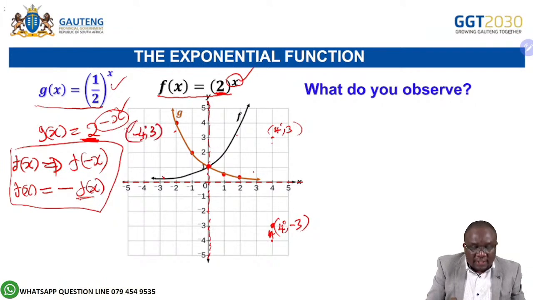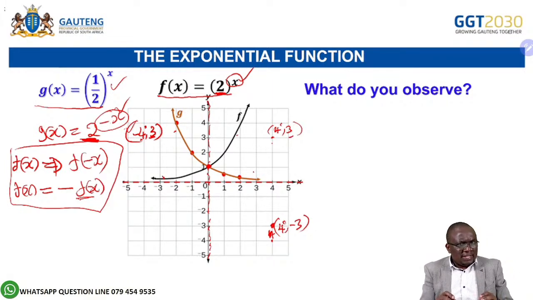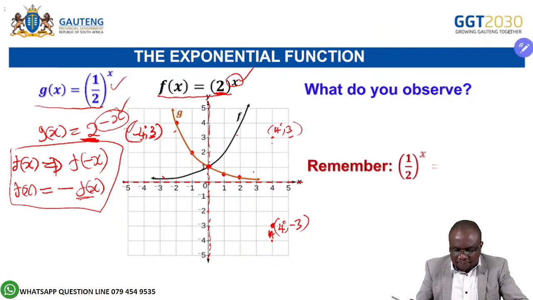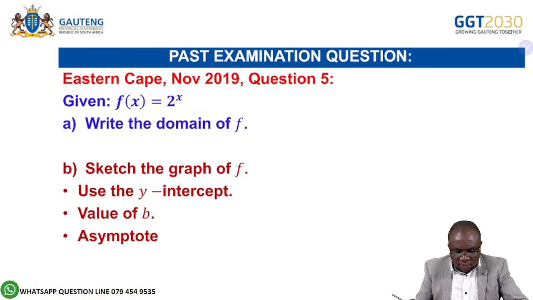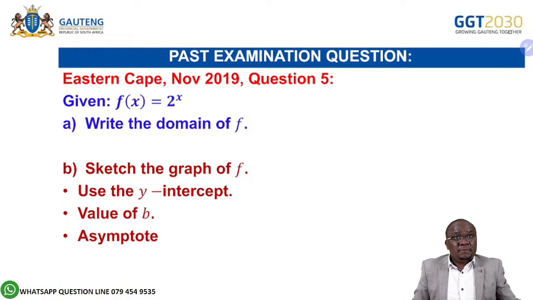Do you see this one? The 3 is not changing. What is changing is the x. Something like that. Okay? So remember that. Remember that. Right. So it's a reflection about the y-axis.